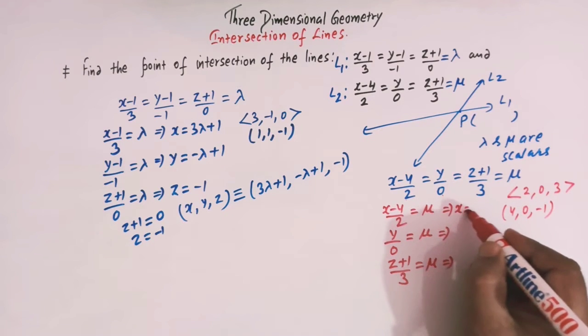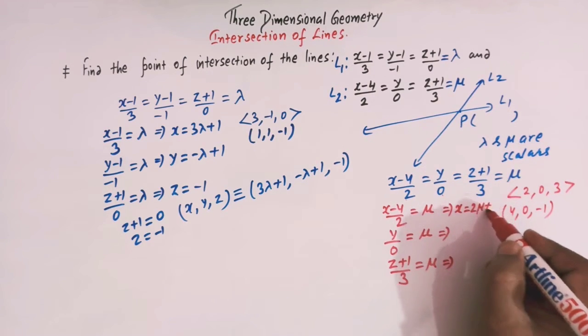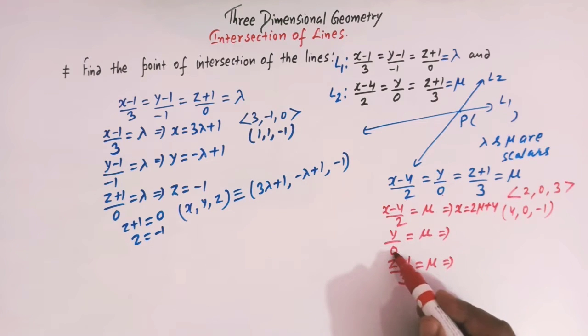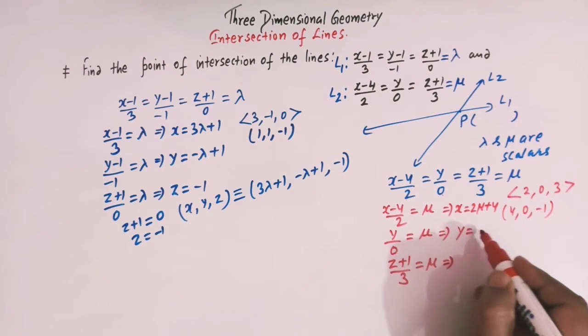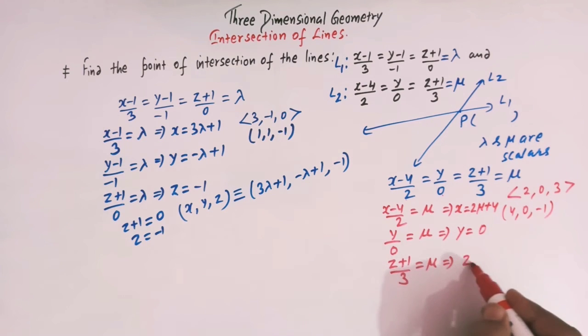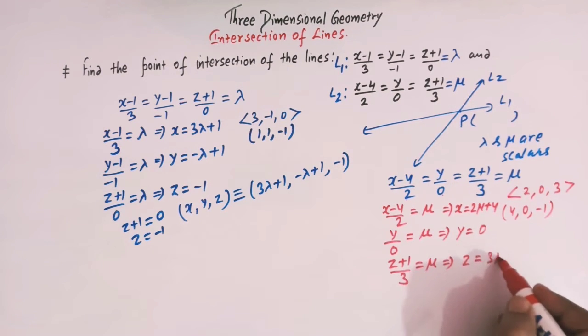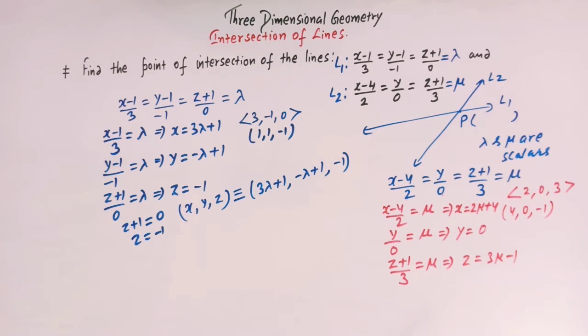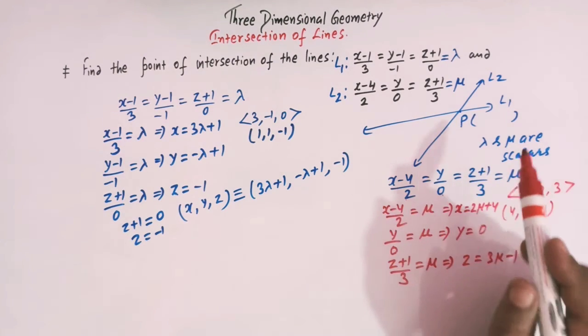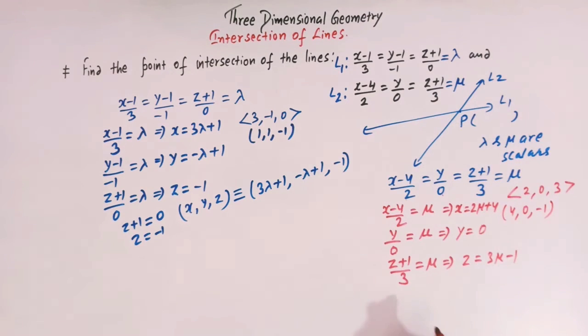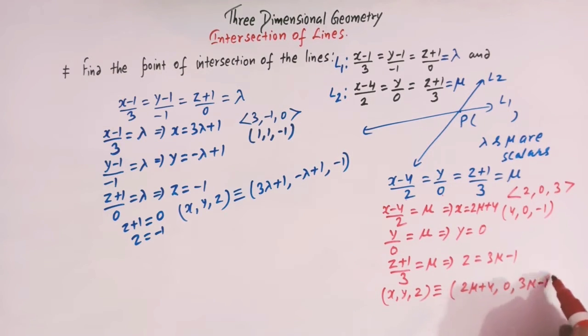So from here we'll get x is equal to 2 mu plus 4, and from here 0 times mu is 0, so y is equal to 0, and from here z is equal to 3 mu minus 1, right? So the coordinates of the general point lying on this line L2 are given by x comma y comma z, that is equal to 2 mu plus 4 comma 0, and then we have 3 mu minus 1, right?